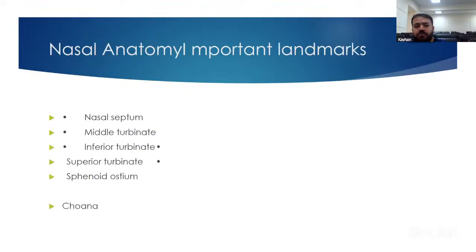For the nasal anatomy, it could be better taught by an ENT specialist, but for the time being, as we don't have him with us, I have to do a thorough evaluation for the nasal. I will try my best so that I can explain it well. The nasal septum, there is a middle turbinate. We have the inferior turbinate, the superior, and also the sphenoid ostium, and in the corner.